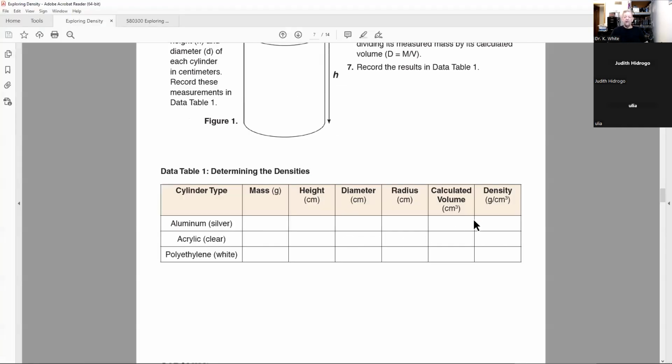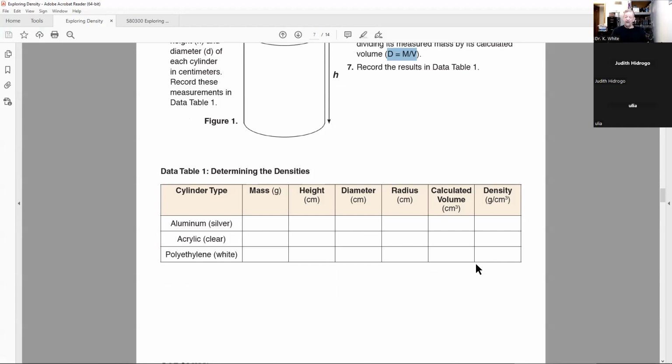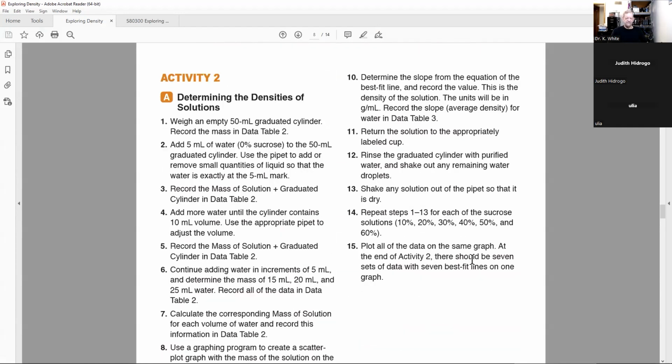Now, from that, you will calculate the density. How do you calculate the density? The density is the mass divided by your calculated volume. So for aluminum, whatever you get for the mass, you'll divide it by the volume that you just calculated, and that will give you the density. And that's activity number one.